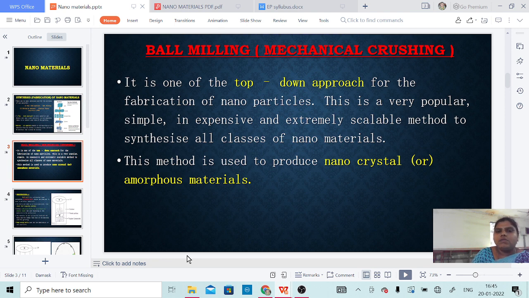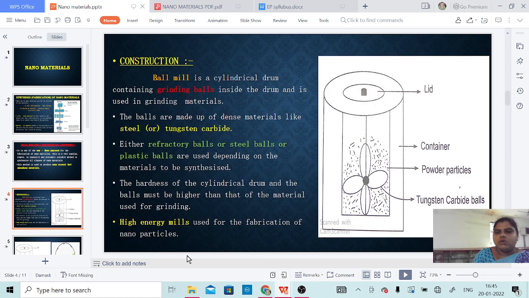Let us see what the ball milling technique is. It is one of the top-down approaches for the fabrication of nanomaterials, that is, of particles. This is a very popular, simple, inexpensive and extremely scalable method to synthesize all classes of nanomaterials. It's a very easy method also. This method is used to produce nanocrystal or amorphous materials. So how the construction will be, let us see.